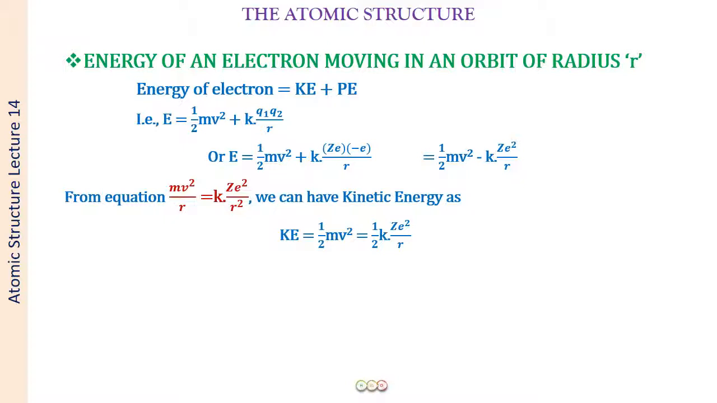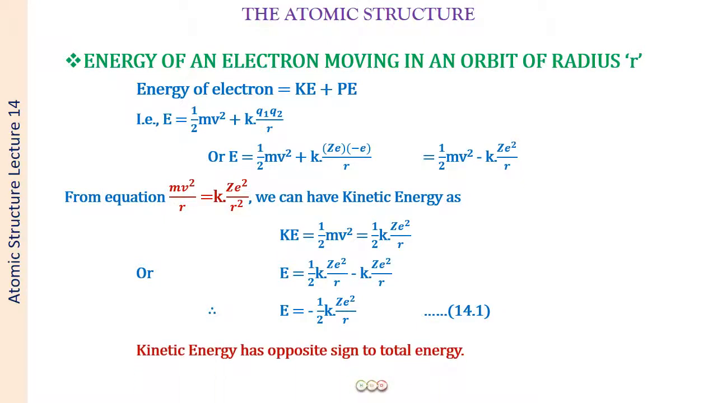So we have the kinetic energy, which is half mv square, to be equal to half kZe square by R, and we are just going to replace the values. We get the total energy to be half kZe square by R minus kZe square by R. So what would be the total energy? Yes, it is minus 1 by 2 kZe square by R.